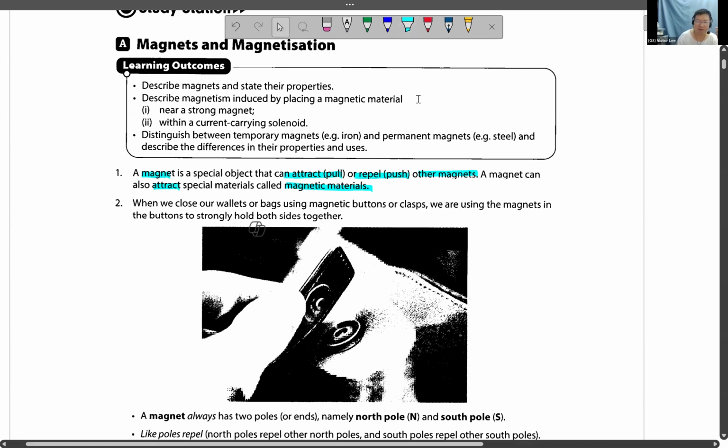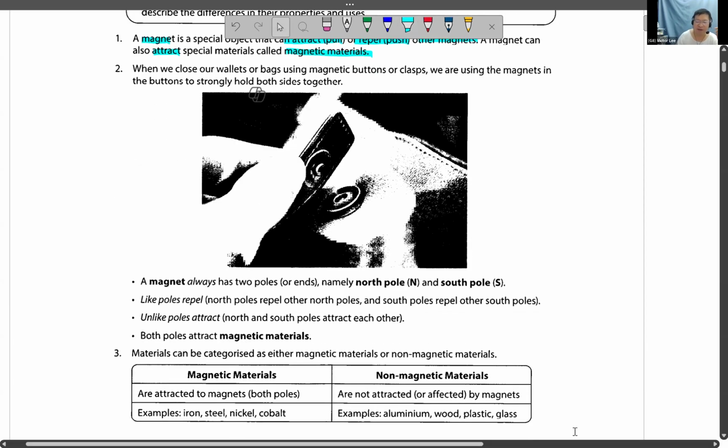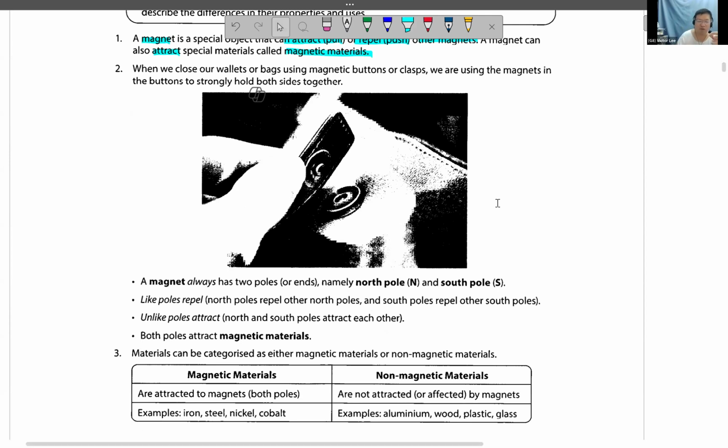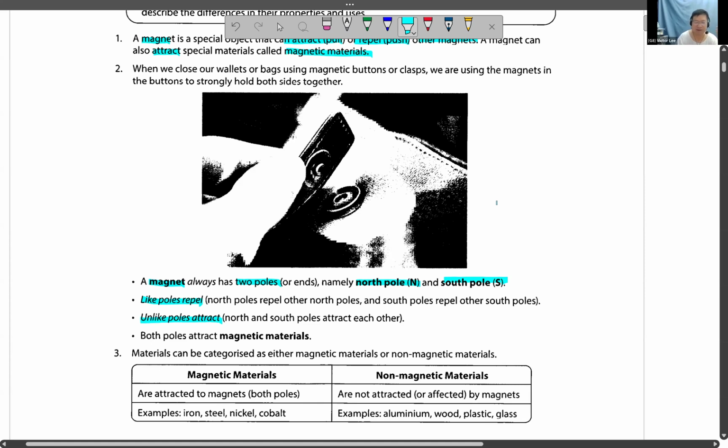All right, so magnets are used very widely, for example, in refrigerators. Magnets are used in motors and so on. A motor is like, for example, a little motor: we apply electricity to it, then the thing will move, like a propeller motor or rotating motor. What's a magnet? A magnet has two poles, a south pole and a north pole. Like poles repel, unlike poles attract. Both poles attract magnetic material.